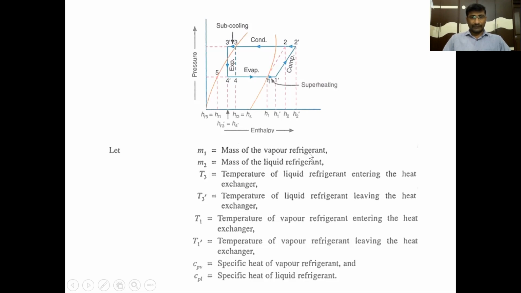Let m1 be the mass of vapor refrigerant and m2 the mass of liquid refrigerant. Here, these both are the same. T3 is the temperature of the liquid entering the heat exchanger here.